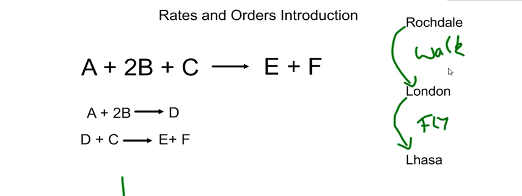Now walking probably here takes, what, 2 weeks? Maybe. Flying, maybe 8 hours. It doesn't really matter which flight I get from London to Lhasa. Maybe it'll take 4 hours, maybe it'll take 10 hours, 12 hours. If it's taken me 2 weeks to get from Rochdale to London, it doesn't matter what flight I get. This is the slow step that I've got to speed up if my whole reaction, if my whole trip is going to go faster. So we do these initial rates experiments to find out which part of the reaction takes longer.